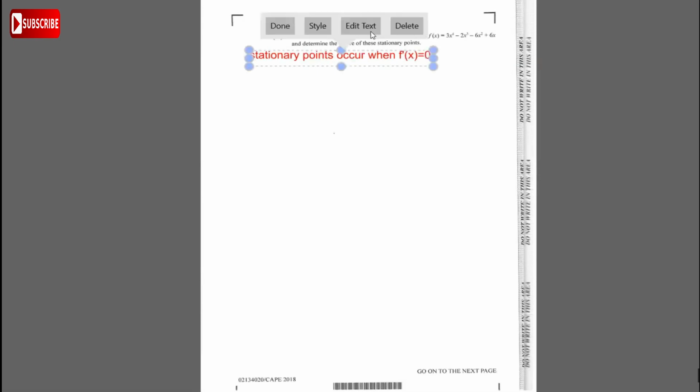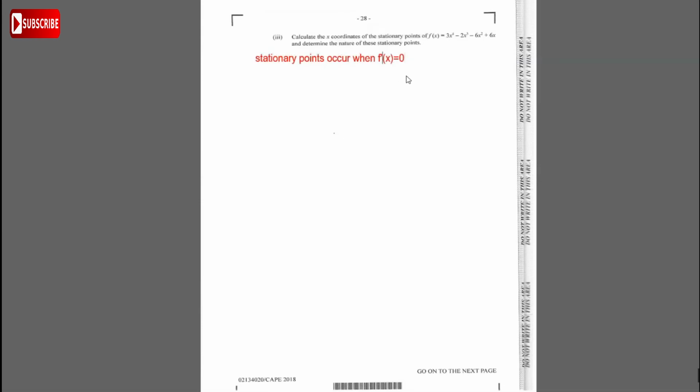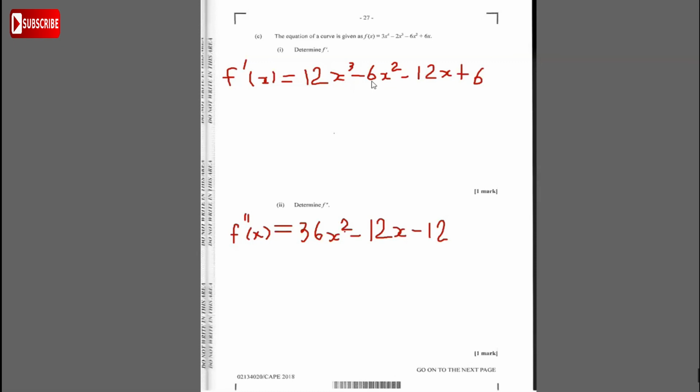Nice. It says calculate the x coordinates of the stationary points. So you have to remember stationary points occur when f prime of x, or some people would say dy by dx, equals 0. So it occurs when f prime, please look at this, see that it is f prime of x. f prime of x we found is 12x cubed minus 6x squared. Let's write it down.